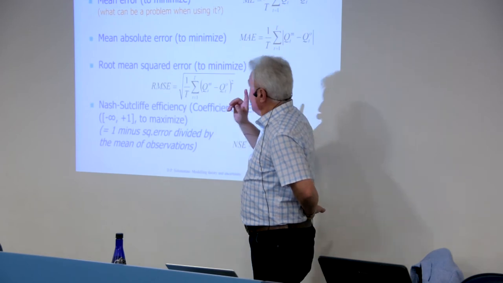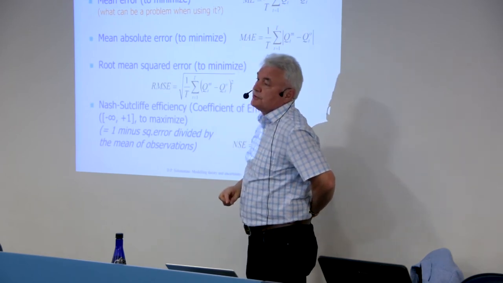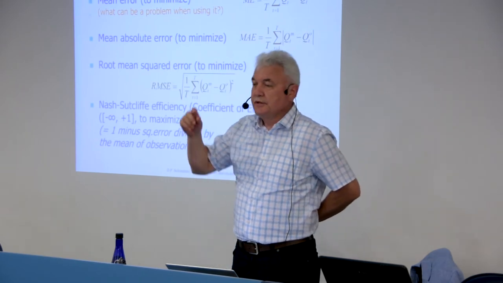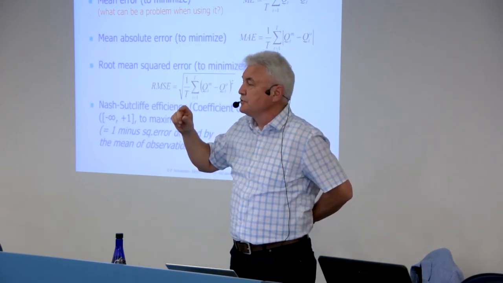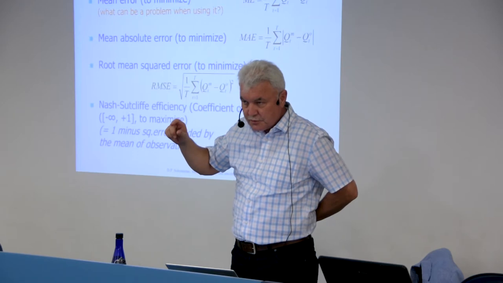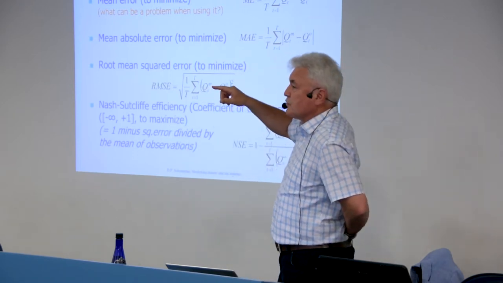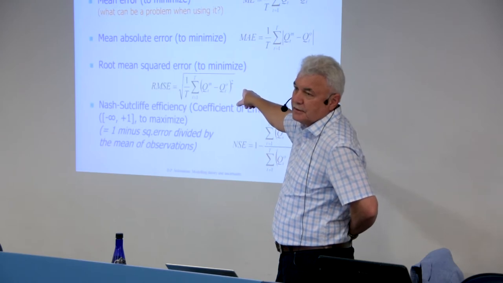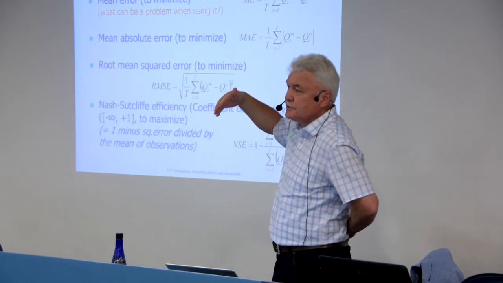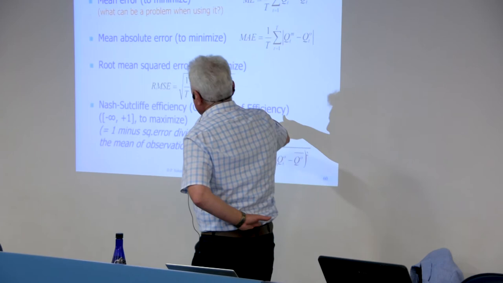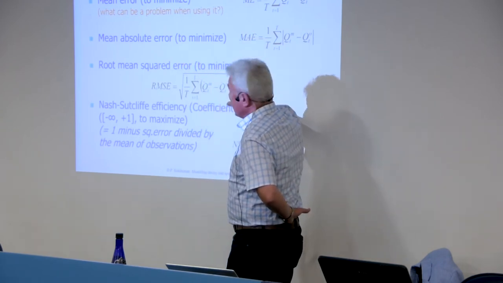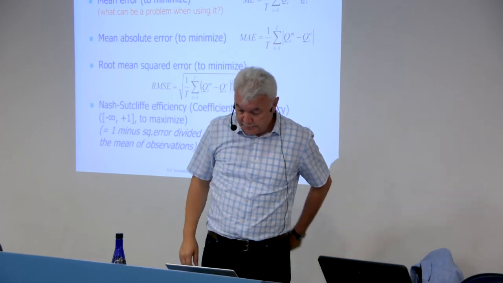But in fact, the square is here because the assumption when this error was developed was that the error is distributed using a Gaussian distribution, normally distributed. And if you remember the formula of the Gaussian distribution, there is a square. And this square comes in here. Actually, if you look at statistics books, when you measure error, that square in the Gaussian distribution, which is in the power, comes in here. That's why the square is here.